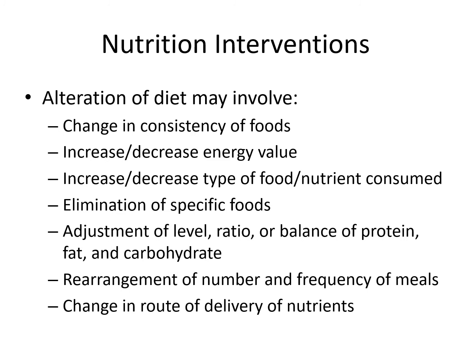So alteration, or the way we change a diet, can be consistency, its energy content, its type of nutrient, so again higher in protein, higher in fat, lower in carb, etc. Elimination of specific foods, adjustment of the level, ratio, or balance of these macros, rearrangement in the number and frequency of meals, so we're going to eat less often, more often, and changing the route of delivery, so are we going to use a tube feed, are we going to eat orally, are we going to use IV nutrition, etc.